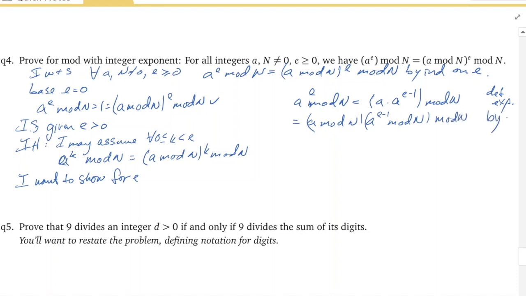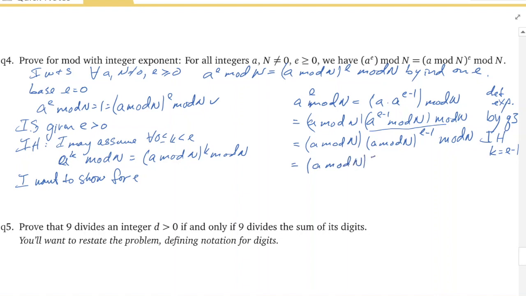by the previous Q3, which is equal, just copy a mod n, and we'll apply the induction hypothesis here, which is a mod n to the e minus 1, all mod n. This is the induction hypothesis where we're using k equals e minus 1, so it applies because it's smaller. And now multiplying out a mod n to the e mod n by definition of exponents, QED.